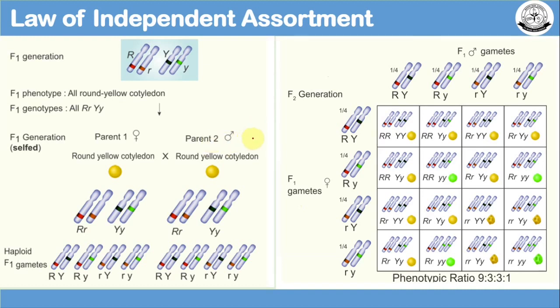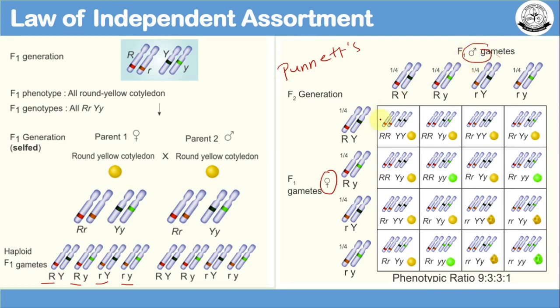Okay, so let's see that there are different combinations we have. I already showed you. And when they combine, this is a Punnett square. In a Punnett square, we put the female gametes on one side and the male gametes on the other side.